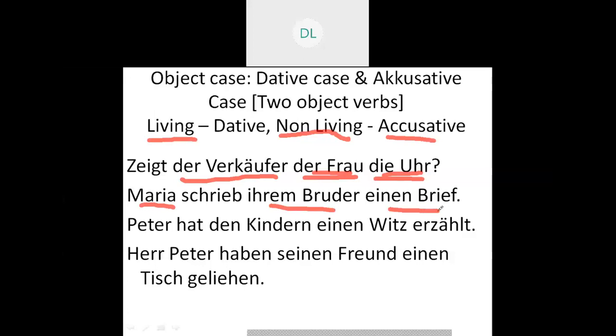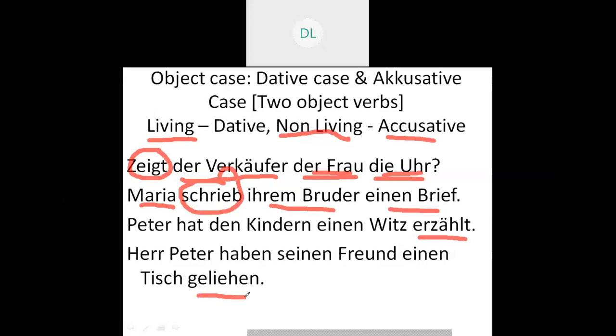Please understand in which case I'm using non-living accusative, living dative: only and only when I have two-object verbs, like here zeigen, to show something to someone, schreiben, to write something to someone. Here on the next one, that is erzählen. Erzählen is to narrate something to someone. Here in the last one, leihen. So leihen is to lend something to someone. Only in this case I will be using living dative, non-living accusative.